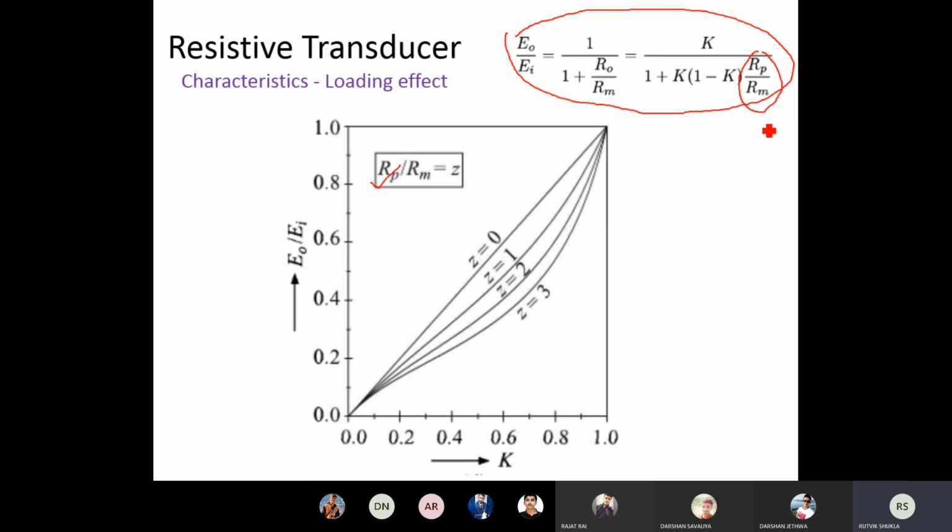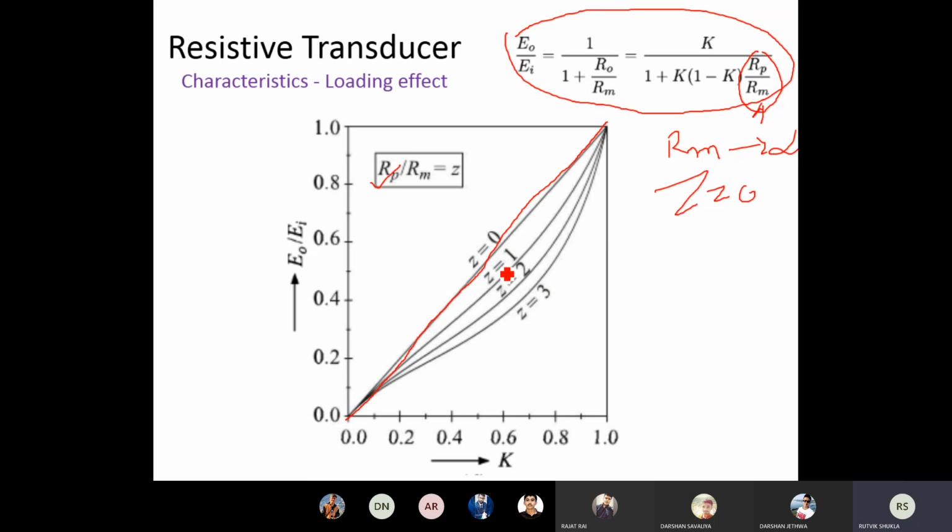We saw earlier that when Z is 0, means when Rm is infinite, at that time Z is 0. Now when Z is 0, this is the ideal curve. This is the ideal characteristic.